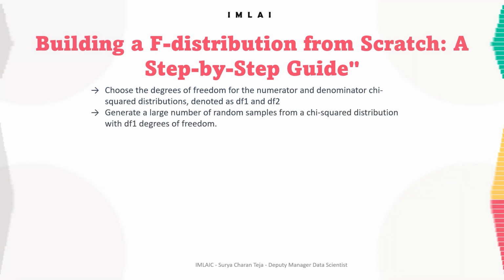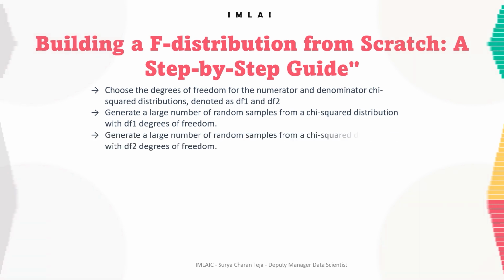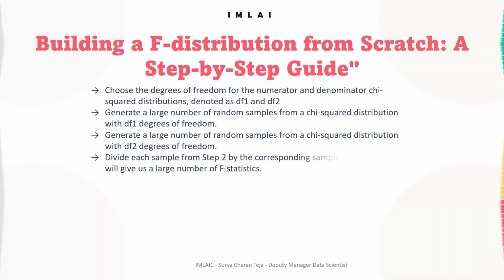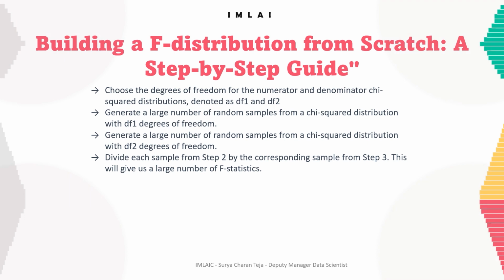Once that is done, you have to generate a large number of random samples from a chi-squared distribution with df1 degrees of freedom. Same, you have to do it for df2 degrees of freedom. Once that is done, you divide each sample from step 2 by the corresponding sample from step 3. This will give us a large number of F statistics.